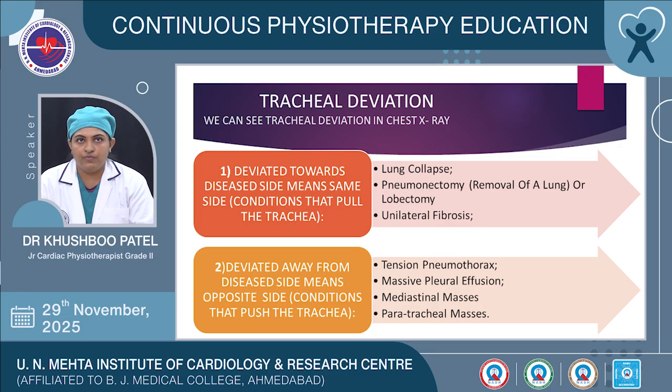Tracheal deviation. We can see tracheal deviation in chest X-ray in different conditions. There are two types. First is deviated toward the disease side, meaning the same side, by conditions that pull the trachea: lung collapse, pneumonectomy or lobectomy, unilateral fibrosis. Second is deviated away from the disease side, meaning the opposite side, by conditions that push the trachea: tension pneumothorax, massive pleural effusion, mediastinal masses, paratracheal masses.